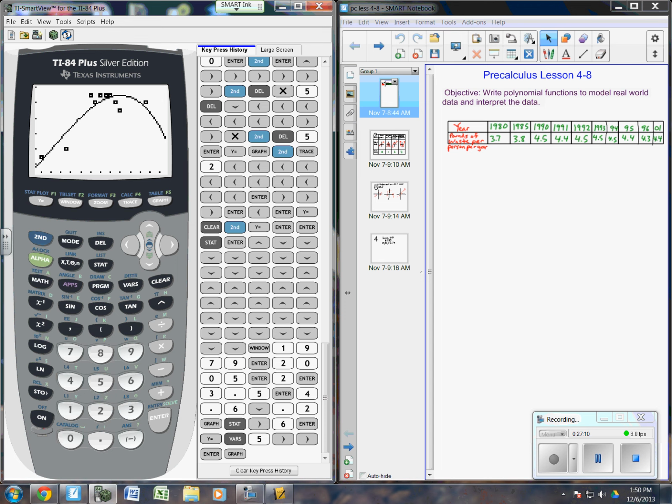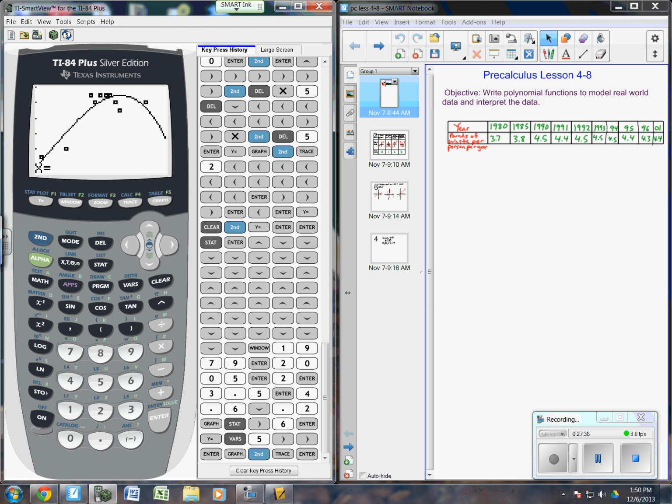Let's do this. It wants us to make a prediction. Let's make a prediction for the year 1987. There's nothing in 1987, right? So this is how you make a prediction. You're going to be doing this on your assignment. You go to your calc menu, which is above the trace. So you hit second and trace. And we want number 1.